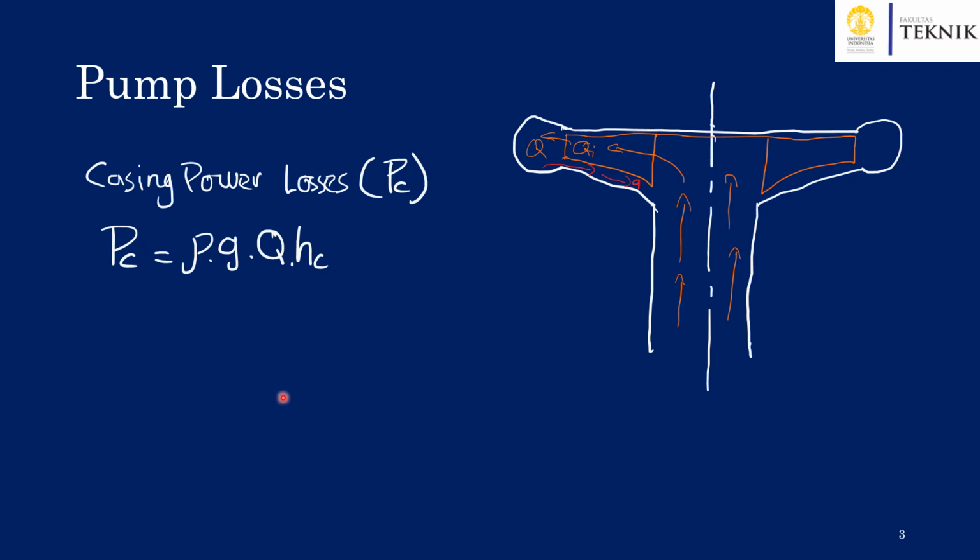The last source of losses in the centrifugal pump is the casing power losses, and it is a function of density, gravity, the fluid flow rate outside of the impeller or at the outlet of the impeller, and the head loss at the casing, or HC. So this is the casing power losses.